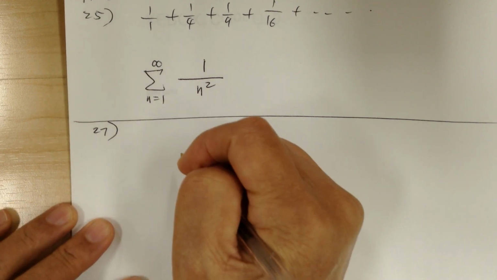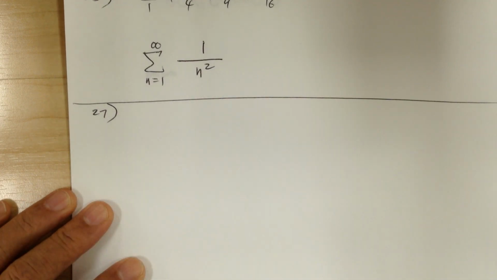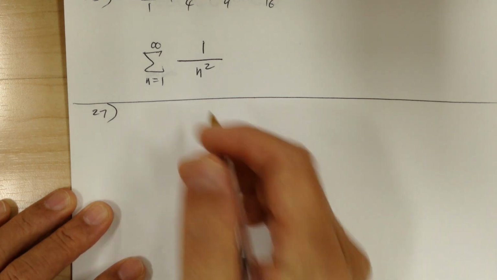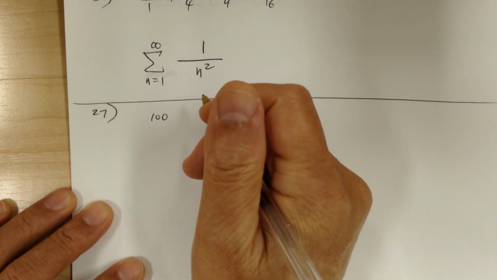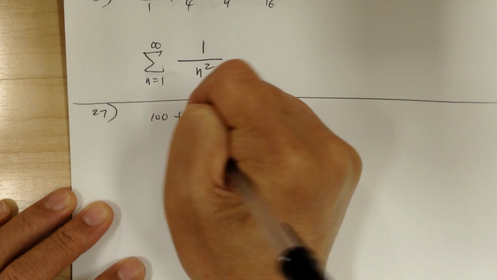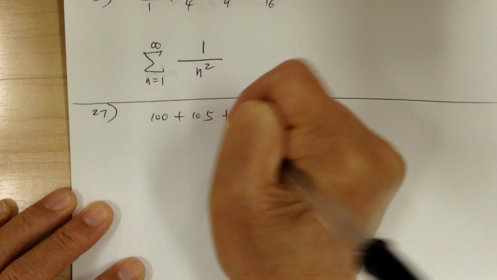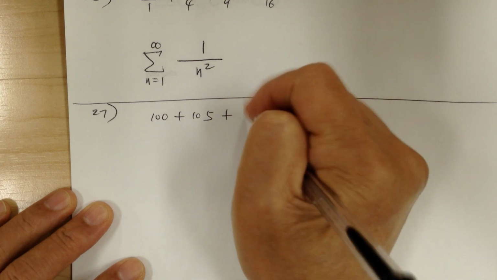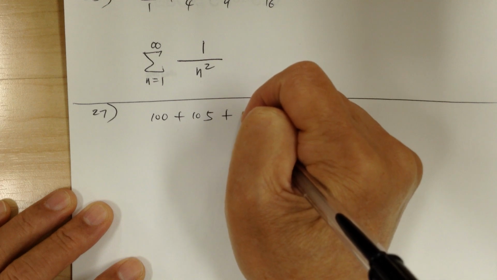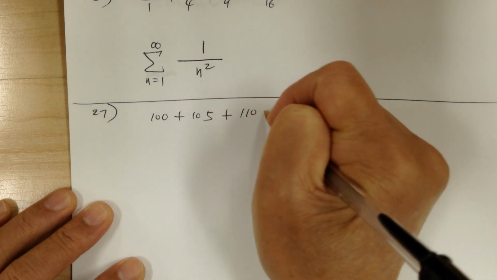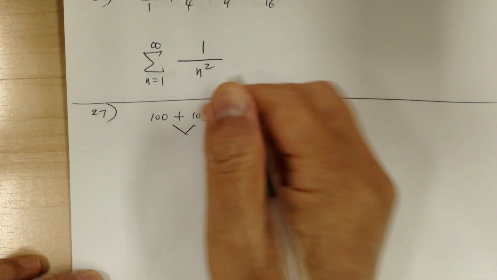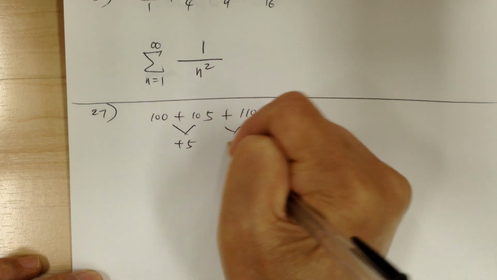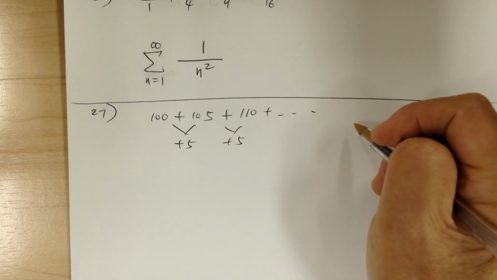Okay, number 27: a series consists of positive three-digit integers divisible by 5. So it's positive, three digits, and divisible by 5. The first one would be 100, plus 105, plus 110, plus dot dot dot. Again, this is plus 5, plus 5. So this is arithmetic, right?